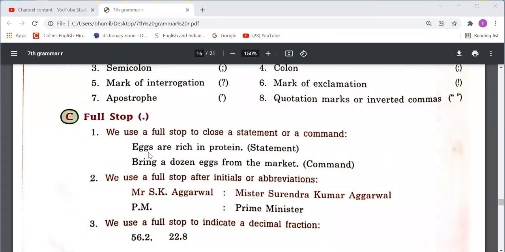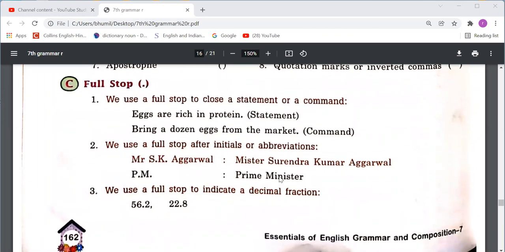Two examples are written here. Eggs are rich in protein. The sentence is complete. That is a statement. We are giving a statement in this sentence, so that's why we have used a full stop at the end of the sentence. Bring a dozen eggs from the market. We are giving a command and we have used a full stop here, right? So at the end of any statement or command, we need to use a full stop. This point we have understood.